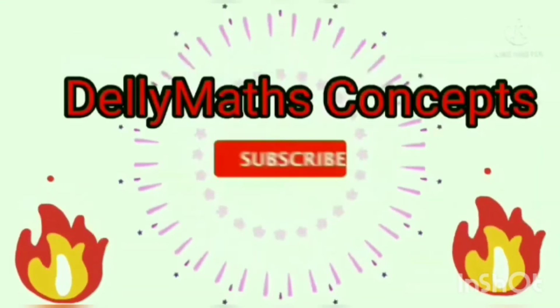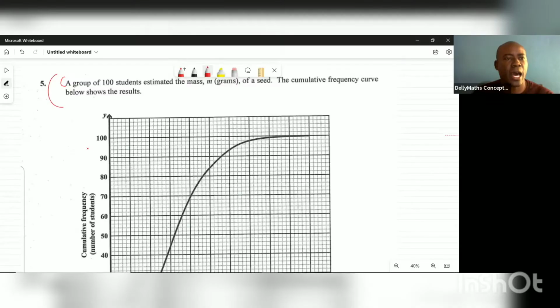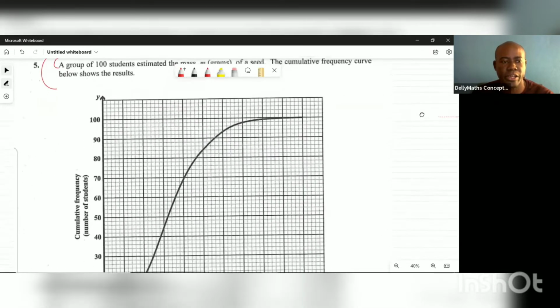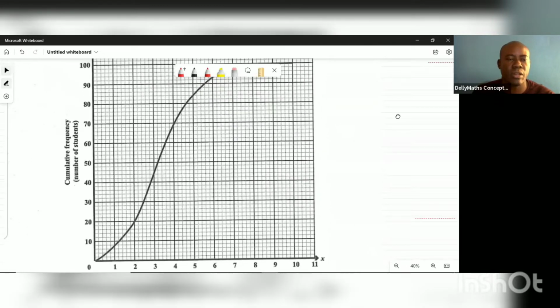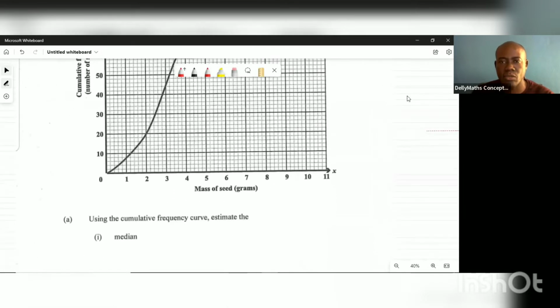Today we're looking at the January 2020 paper 2, question 5. It is the statistics question. A group of 100 students estimated the mass, M in grams, of seeds. The cumulative frequency curve below shows the result. So this is a cumulative frequency curve that we're dealing with. That's our cumulative frequency curve. We have the number of students on the y-axis and the mass of seeds in grams on the x-axis. Let us see what the first question is.